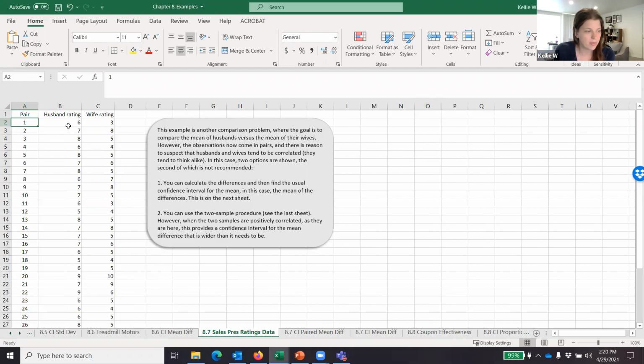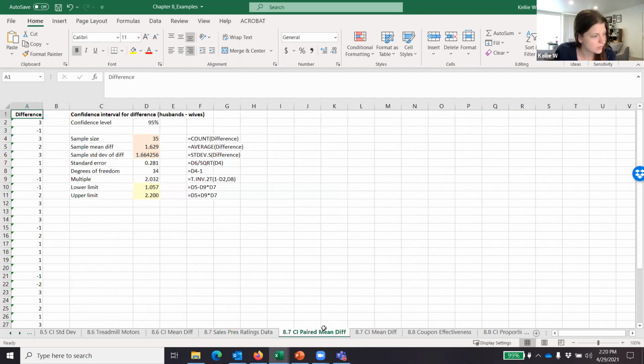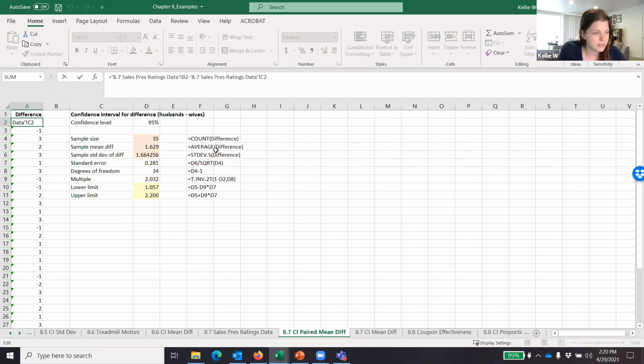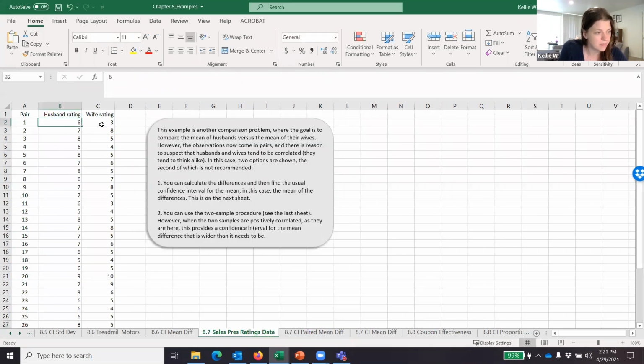So pair one, the husband rating and the wife rating. So to get the difference, they took the difference between the rating for the husband and the rating for the wife.